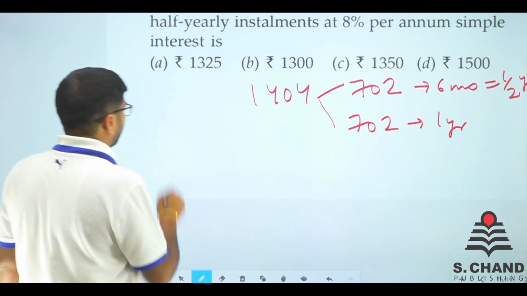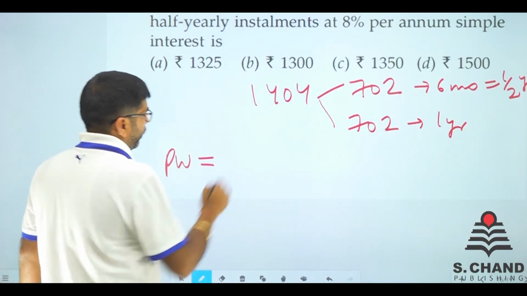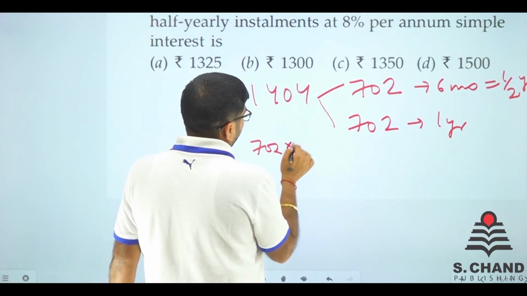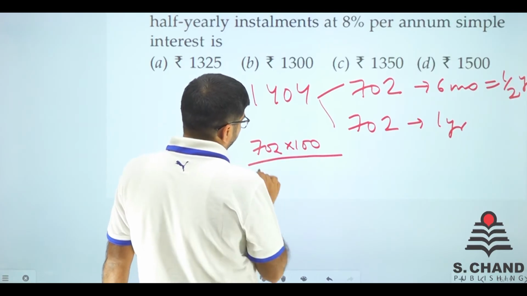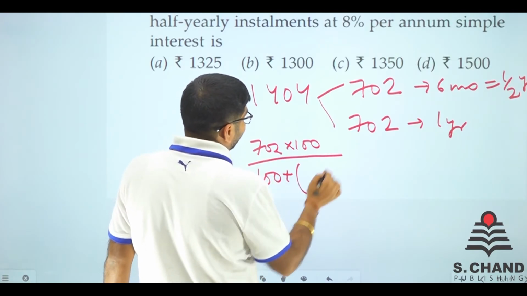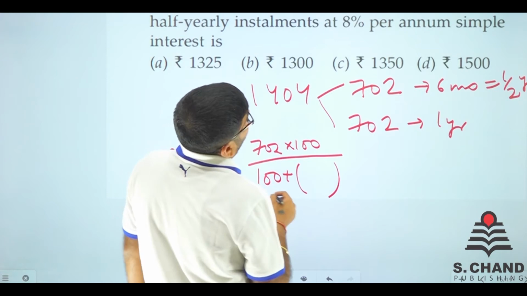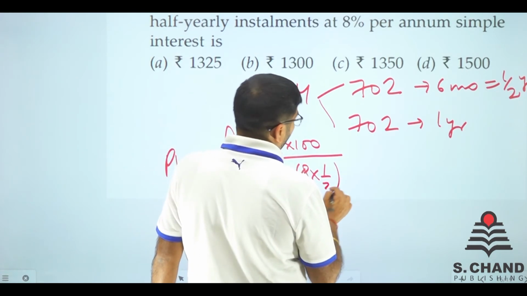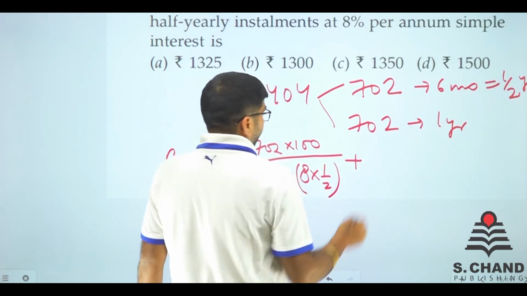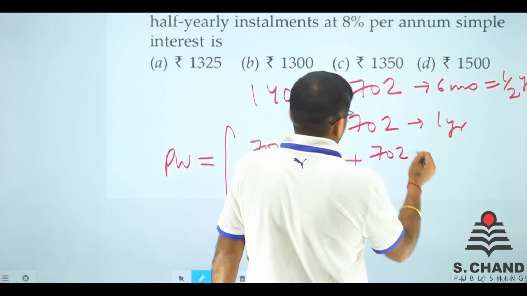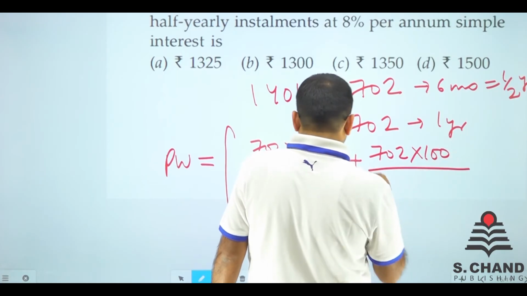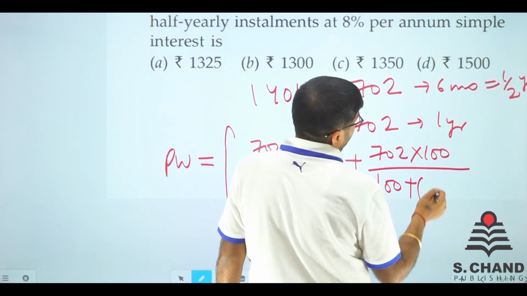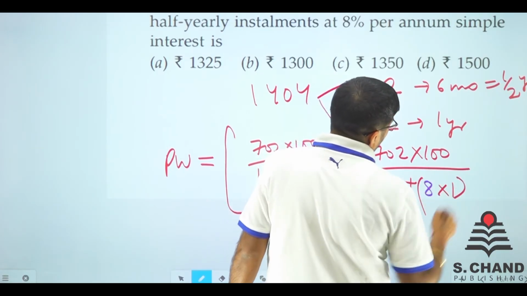So what is the present worth? Present worth is amount 702 into 100 divided by 100 plus r into t. What is the rate of interest? Rate of interest is 8%, into time 1 by 2 because it is half year. Other, again amount is 702 into 100 divided by 100 plus r into t. What is r? R is again 8%, but this time t is 1.